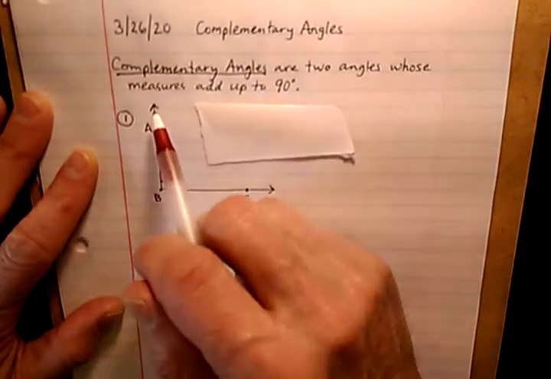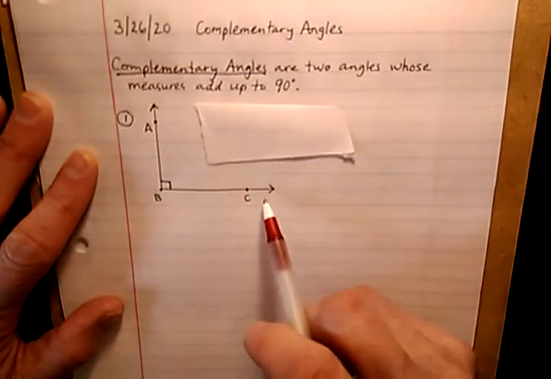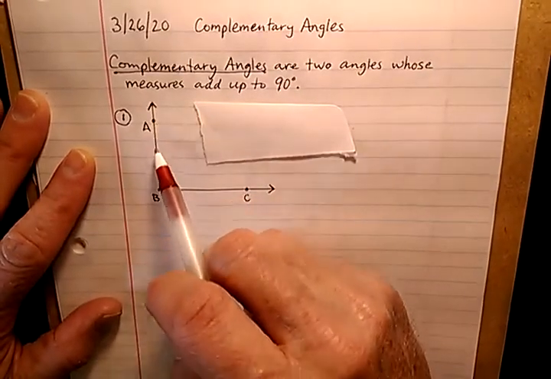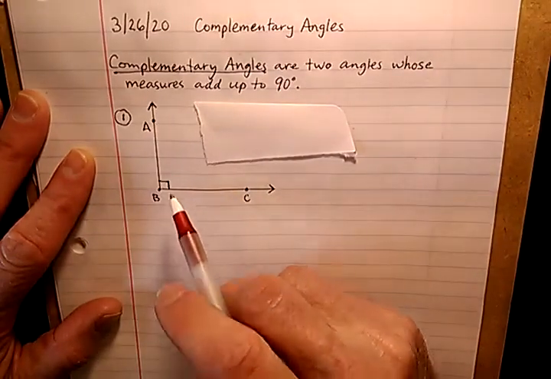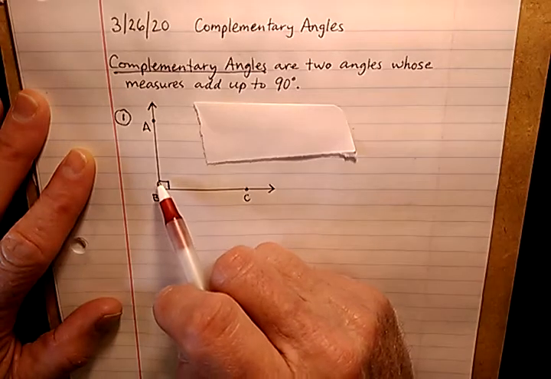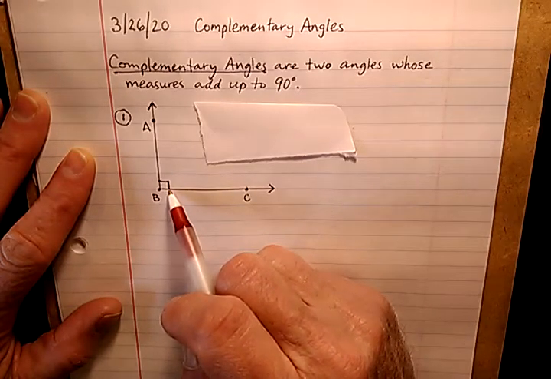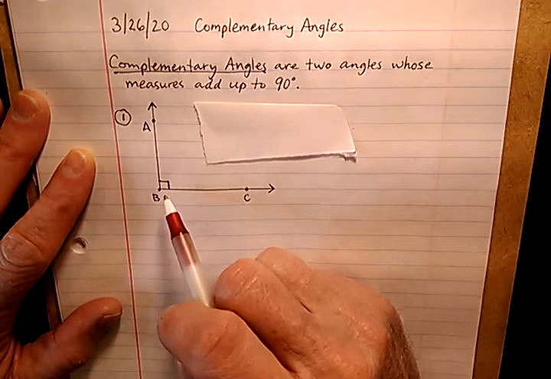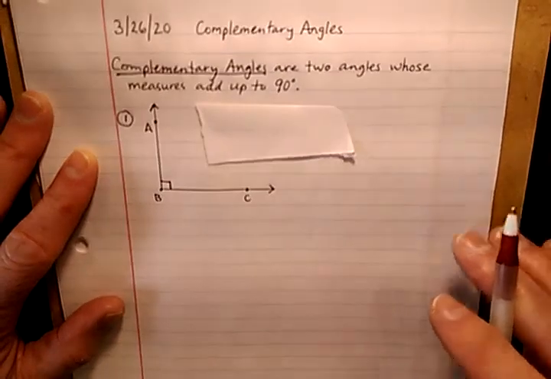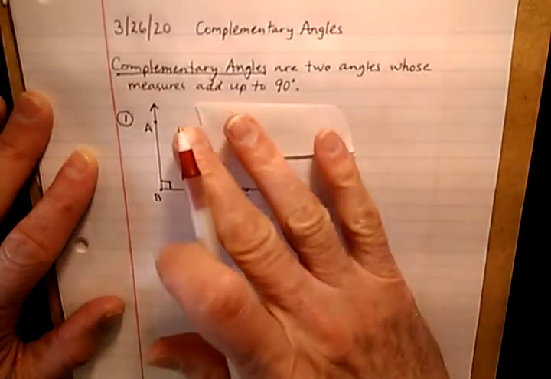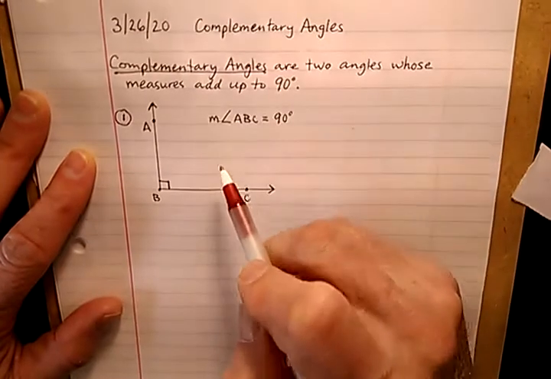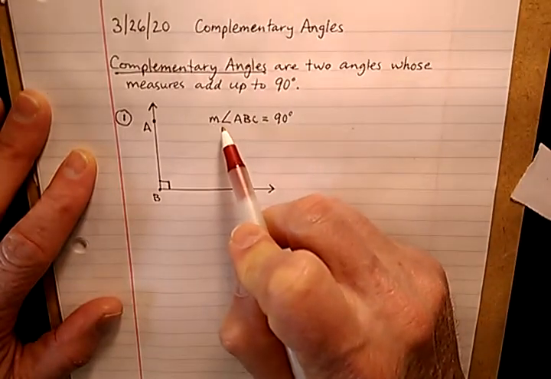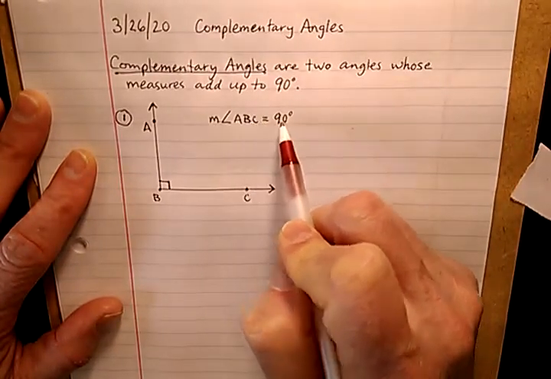Right now, in number one here, we have just one angle. And we're going to call this angle ABC. We can see that it's a 90-degree angle because it has the little box right there in the corner, which means it's 90 degrees. So we could write a little statement like this. The measure of angle ABC equals 90 degrees.